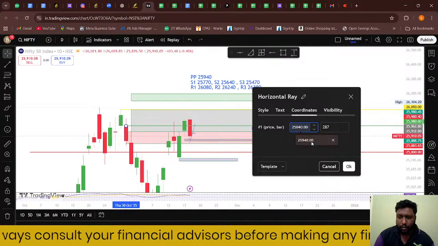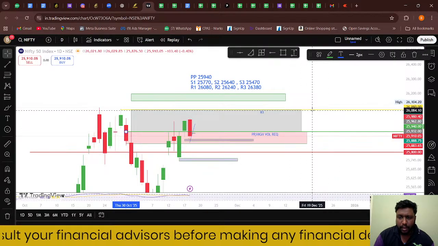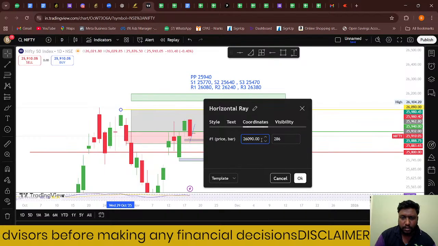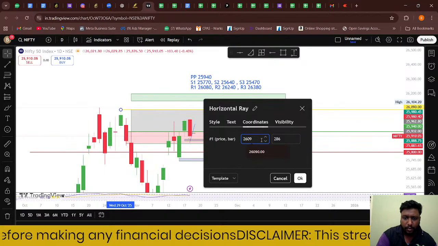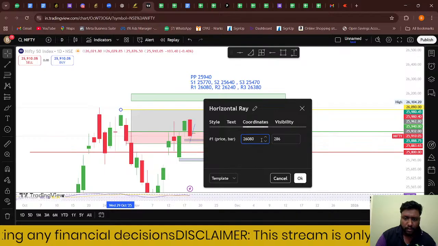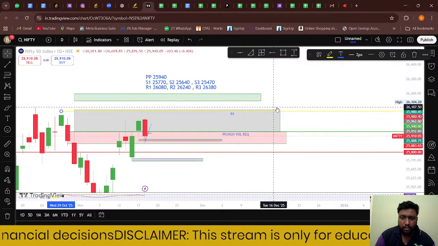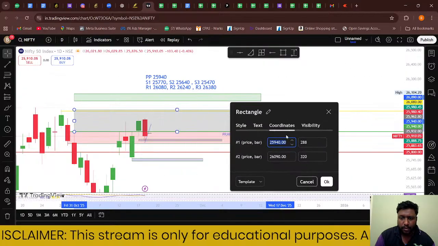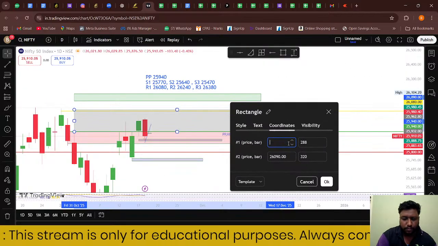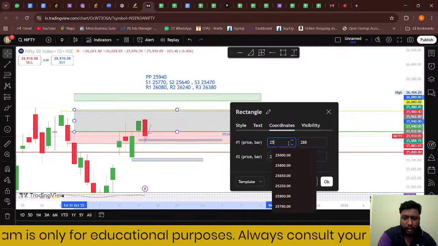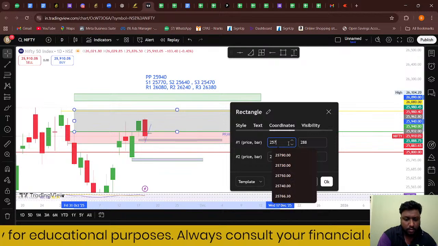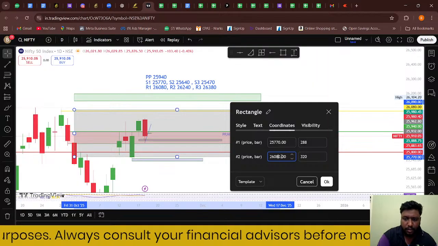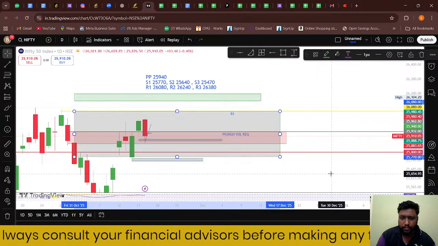25,940 will be the pivot line, and R1 will be at 26,080, 10 points less than yesterday. This will be our R1. So we'll mark the zones also out. 25,770. So this will be the zone.